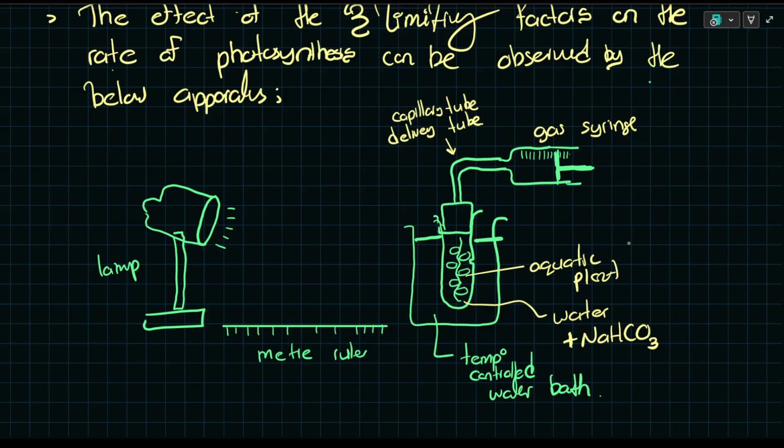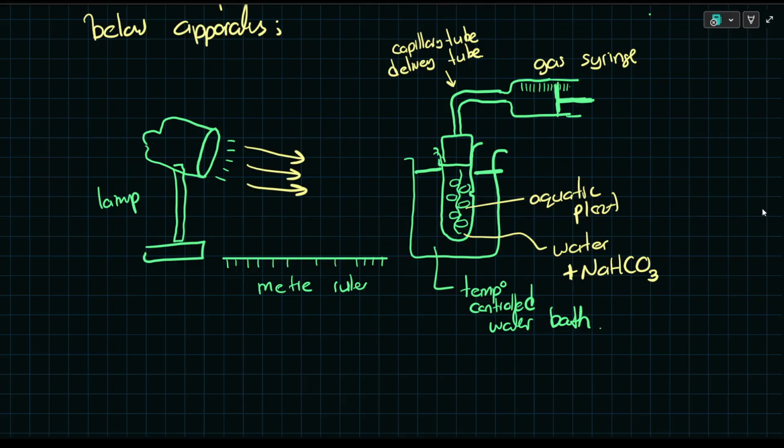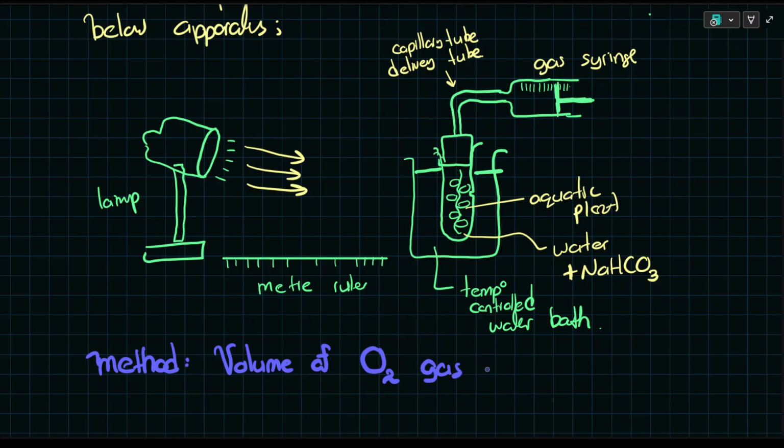So this is what happens. The lamp is switched on. Obviously, light shines on the plant, right? Then photosynthesis happens. Now, what exactly is the method that we are utilizing here to calculate the rate? The method would be the volume of oxygen gas collected per unit time.